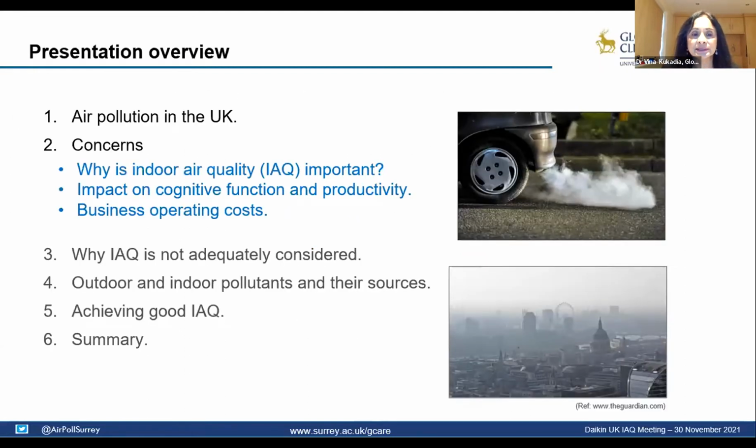So my presentation will consist of looking at a little bit about background of the air pollution in the UK, looking at outdoor pollution to begin with, and why indoor air quality is important, what impact it has on both cognitive function and productivity, so in other words, health, and also business operating costs, why it isn't adequately addressed at the current moment, looking at the different sources and how they impact the indoor environment, and then how we can achieve good indoor air quality. Finally, summarizing with a short summary.